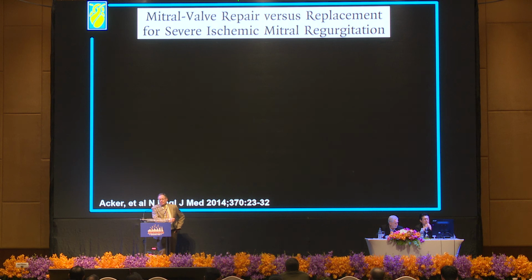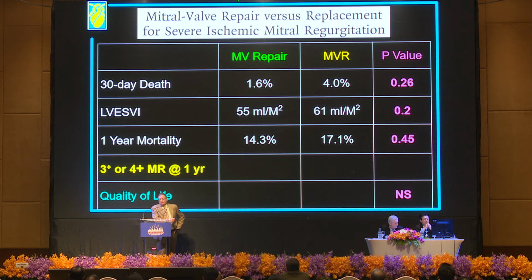What these guys showed was that there was no difference in 30-day death, left ventricular end-systolic volume index, or 1 year mortality. No difference, and no difference in quality of life. What there was a difference in, and what raised everyone's eyebrows, was that there was residual moderate to severe or severe MR at 1 year, 33% in the repair group, and only 2.3% in the replacement group. So at that point, everybody in the States went, oh my gosh, if you come in with ischemic MR or acute MR with MI, you need to have a replacement.